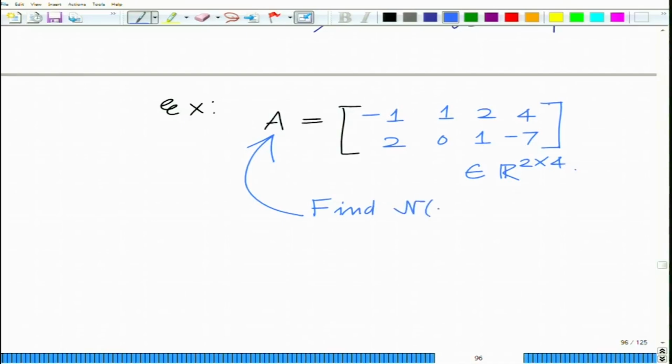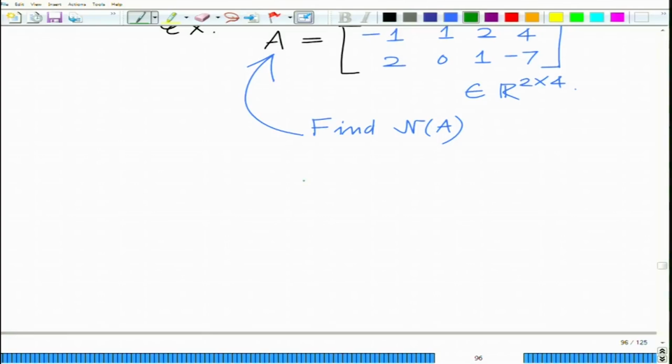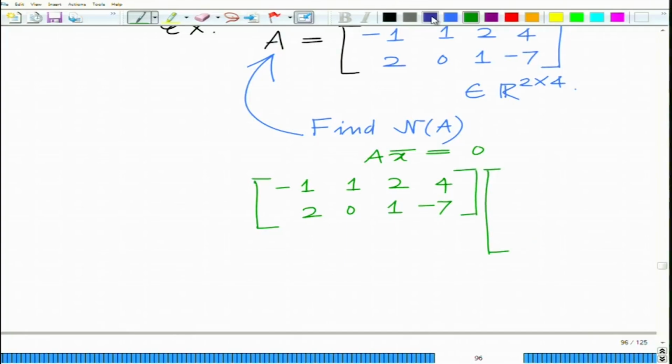Find the null space of this matrix A, and this can be found as follows. So, we want to find the set of all vectors such that A x bar equals 0, which is the matrix minus 1, 1, 2, 4, 2, 0, 1, minus 7 times, remember, this is a 2 cross 4 matrix, so you have to multiply this by a 4 dimensional vector x1, x2, x3, x4 equals 0. This is your x bar.